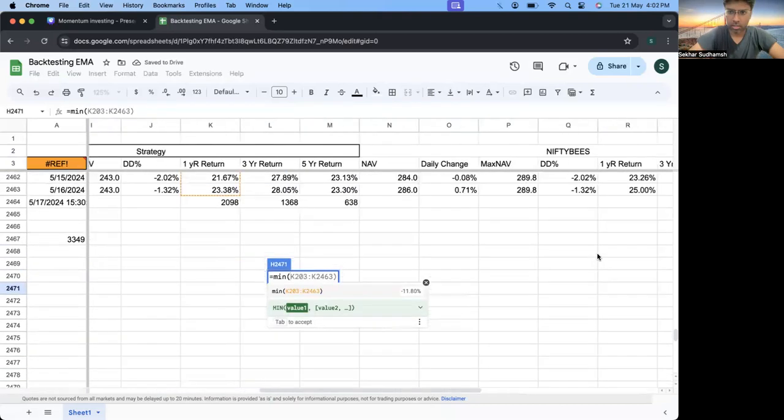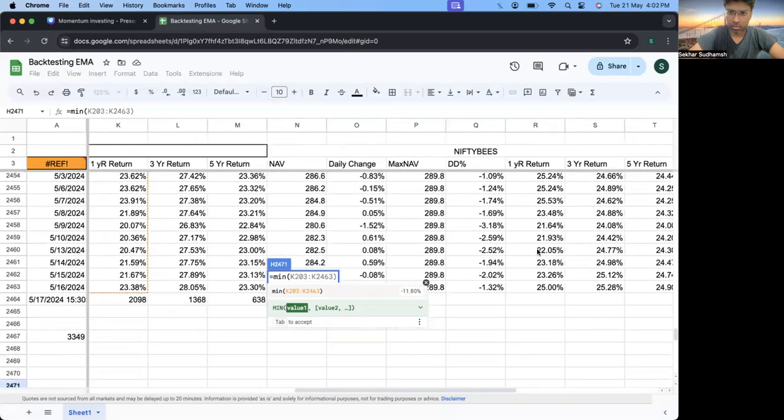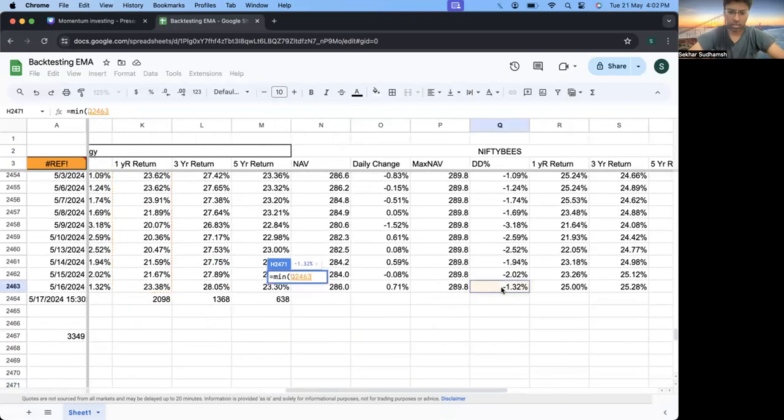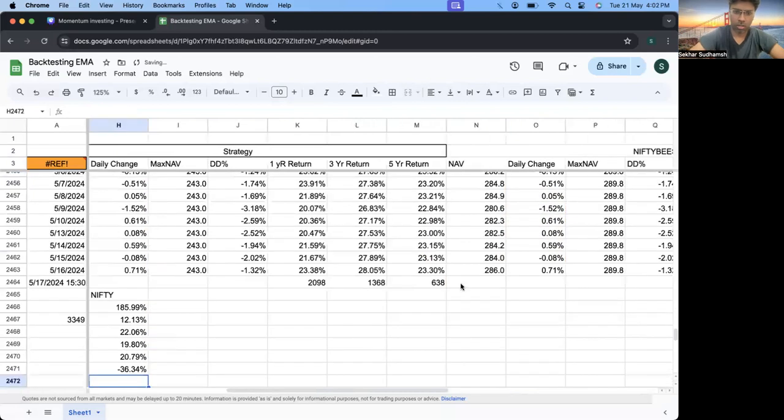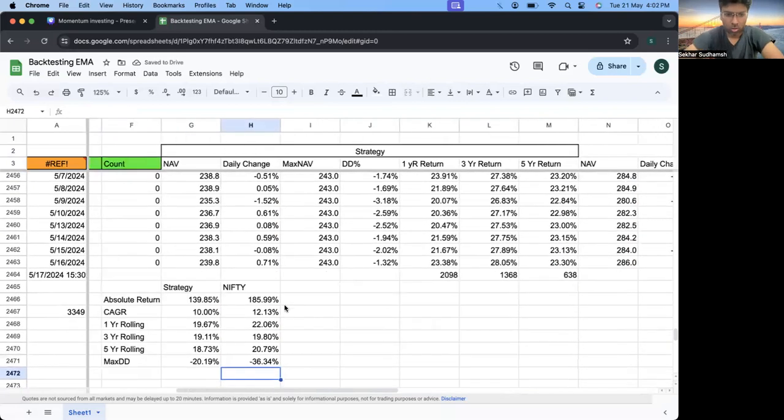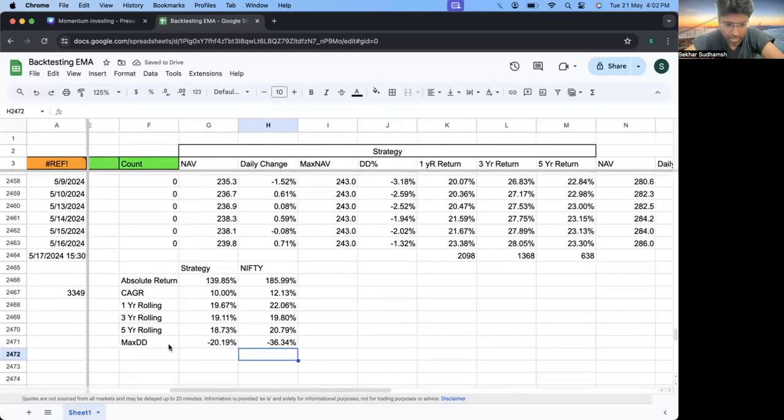That is, we take the min of all the drawdowns. So as you can see, the maximum drawdown that the Nifty buy and hold strategy endured was minus 37%, which is way higher than the max drawdown of the absolute momentum strategy.